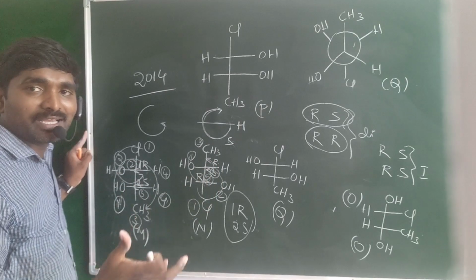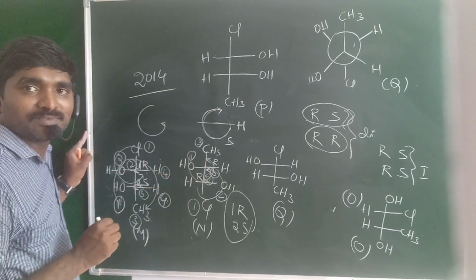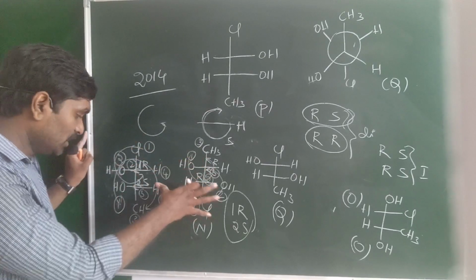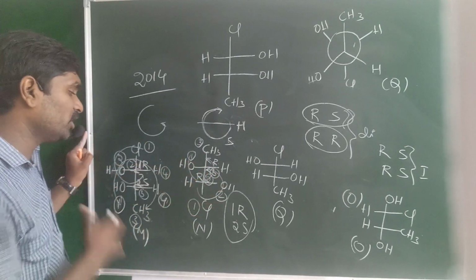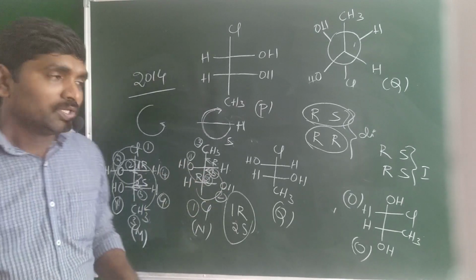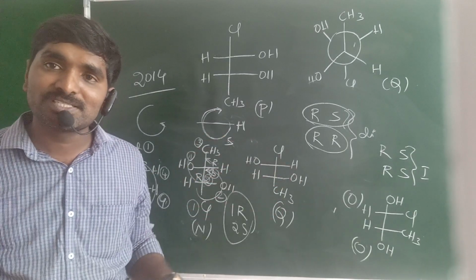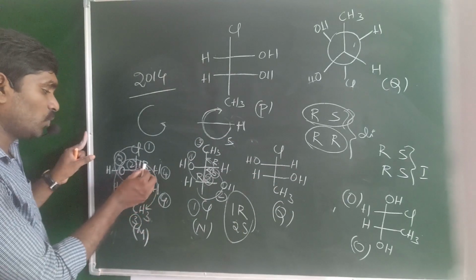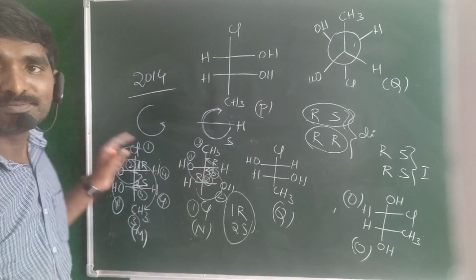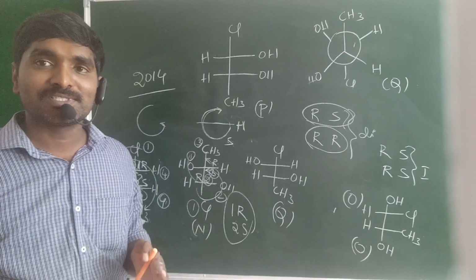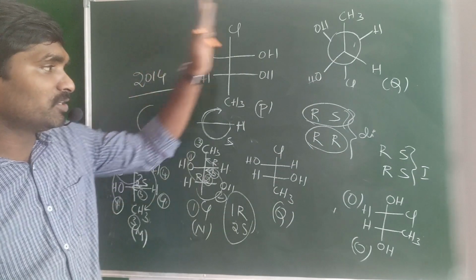That means they are not identical. They may be diastereomers, but they are stereoisomers. Why? Because both have the same molecular formula. So the way you find whether they are identical or enantiomers: when you have the configuration 1R, 2S here, and 1S, 2R there, then they are enantiomers. So you write the configuration for all these molecules and find the relation.